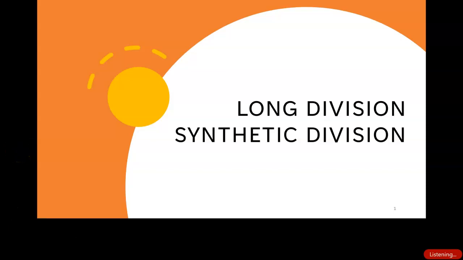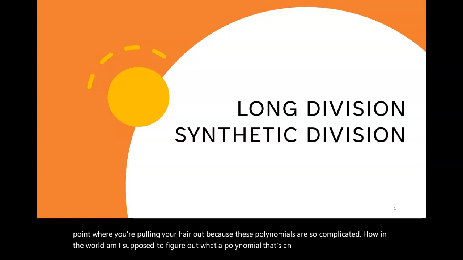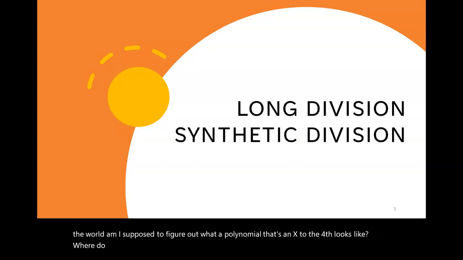Hello there, it's Mr. Smith, and we're going to talk about part 2 of polynomials. You may be at the point where you're pulling your hair out because these polynomials are so complicated. How in the world am I supposed to figure out what a polynomial that's an x to the fourth looks like? How do I know where it crosses the axis, what the end behavior is?